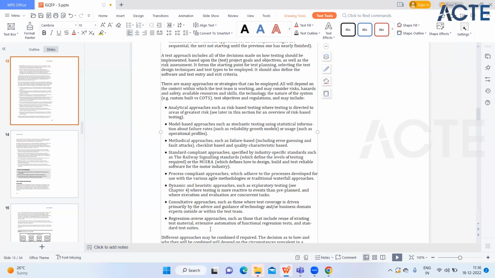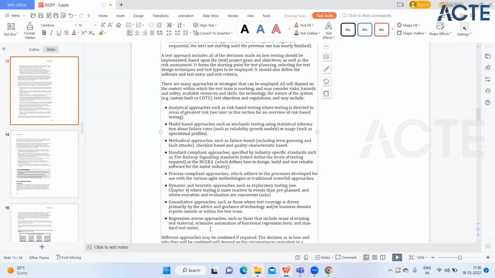After that, we'll be having this standard compliant. Standard compliant means if you have to perform the testing in terms of industry standard, then you will follow this standard compliant. Then we'll be having this process compliant. If you have to follow the approach as per the process, whether it is agile or waterfall, then you will follow this process compliant. After that, we'll be having this dynamic approach, in which if we are not having much time, we'll be just performing the testing on the basis of exploratory, and we have to follow this dynamic approach.